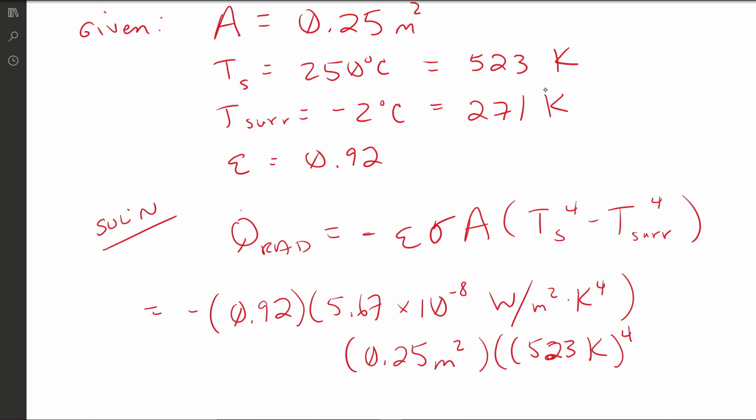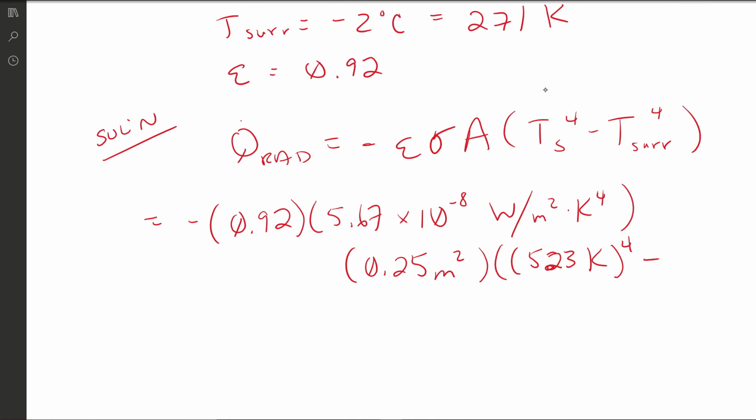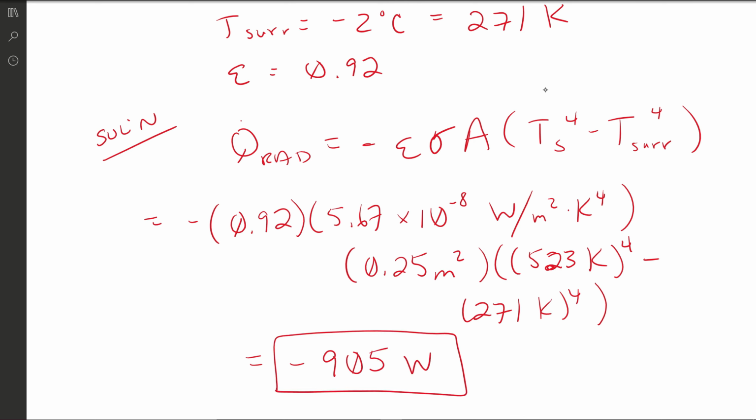And that's to the 4th. And then this is minus 271 Kelvin to the 4th. And all of that is equal to about negative 905 watts. So the negative sign here indicates that heat is leaving the lamp.